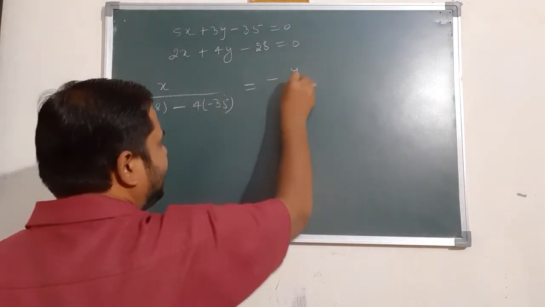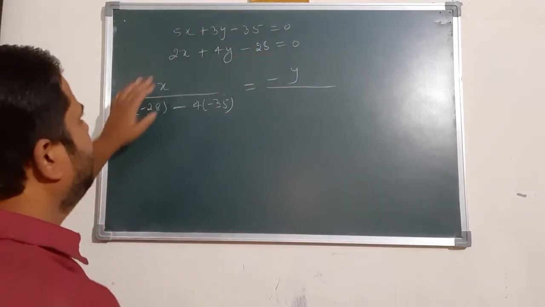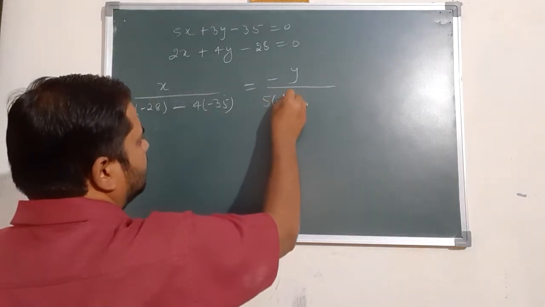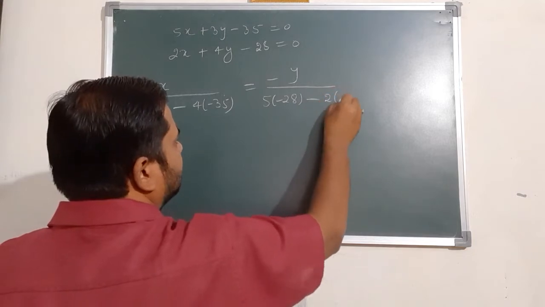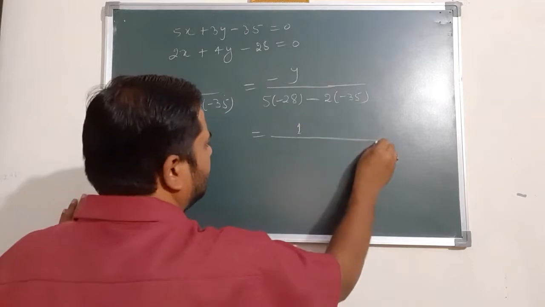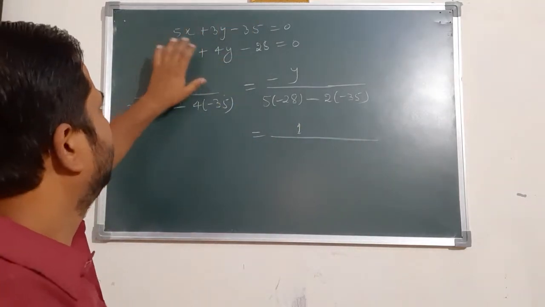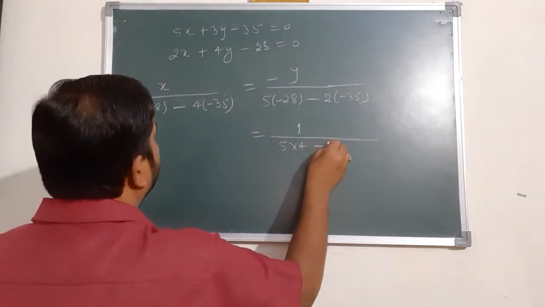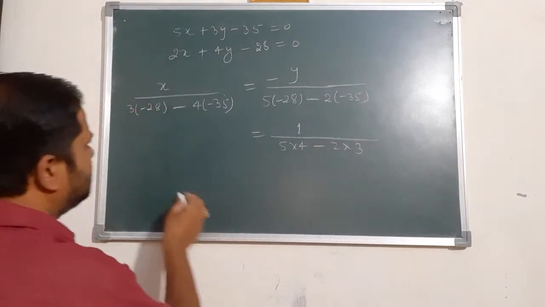Equal to minus y upon, leave this one and the same direction, 5 into minus 28 minus of 2 into minus 35. This is equal to 1 upon, again the same direction, 5 into 4 minus 3 into 2.